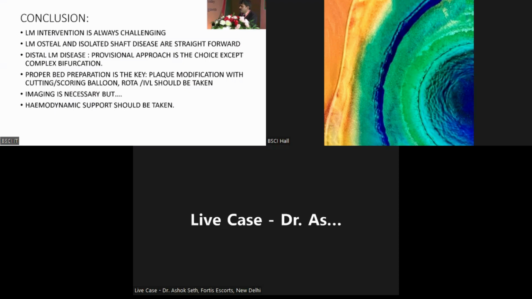And obviously, hemodynamic support is required when you are dealing with left main cases with a low ejection fraction, a single surviving artery, and the like. So in a nutshell, this is my take home message. Thank you very much.